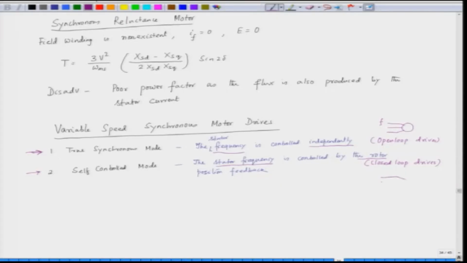Now, in case of a self controlled drive, the rotor decides the stator frequency. So, we have a motor, a synchronous motor as before, but in this case we have a rotor speed and position sensor, which will decide the stator frequency. It means there is no question of falling out of step. Basically the motor is controlling itself, and hence it is called a self controlled mode.